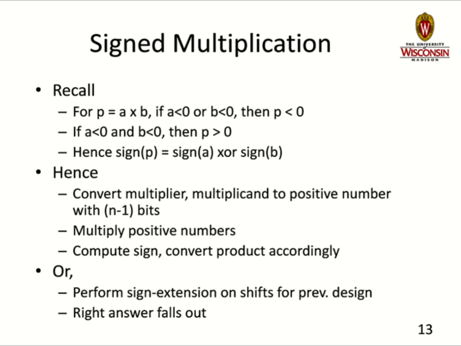So in order to do sign multiplication, one way we can approach this is we can convert the multiplier and the multiplicand to positive numbers and then multiply those numbers together and then compute the sign using this XOR logic. That's one way to do it, but as it turns out, it's actually much easier, again, kind of the magic of the 2's complement representation. All we really have to do is correctly perform sign extension on all of the shifts that we apply in the previous design, and the right answer simply falls out.